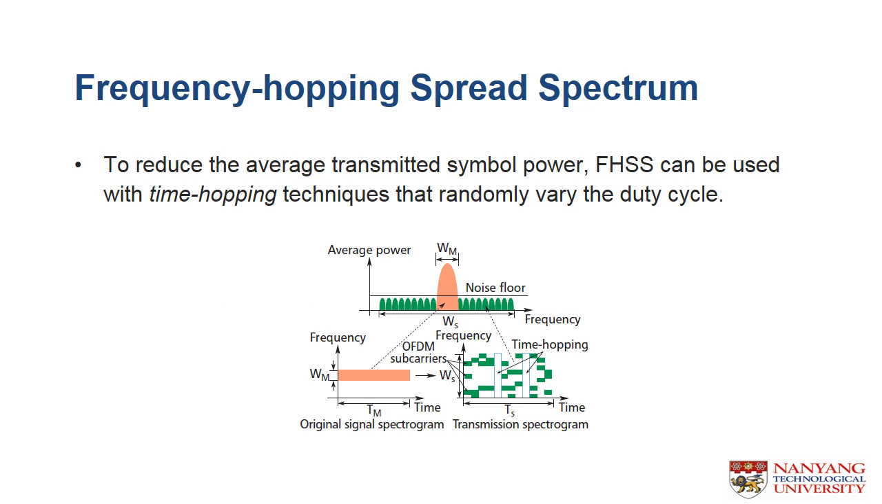To further reduce the average transmitted symbol power, FHSS can be used with time hopping techniques that randomly vary the duty cycle. The time hopping pattern is also secretly pre-shared between Alice and Bob prior to transmission. The operation of FHSS with OFDM and time hopping is illustrated in the figure.